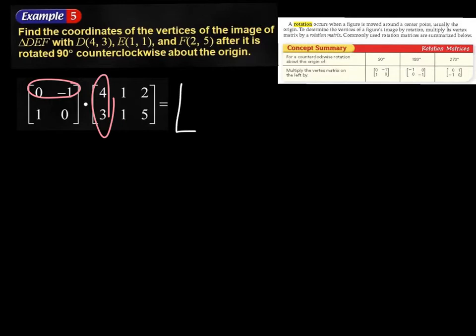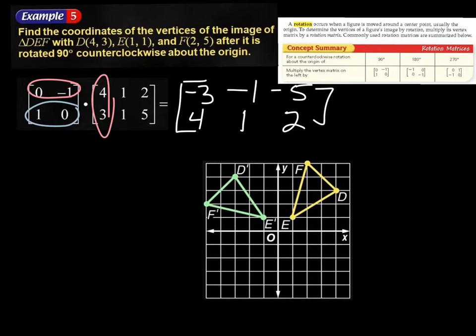0 times 4 is going to be 0. -1 times 3 is -3. So it looks like this time I'm doing the opposite of the y's where the x's used to be. And then we've got the second row. So, 1 times 4 is 4 plus 0 times 3. So it looks like our old x values are now becoming our new y values. And once again, we can plot points, connect the dots, and graph our pre-image and image. And it has been rotated 90 degrees counterclockwise about the origin.